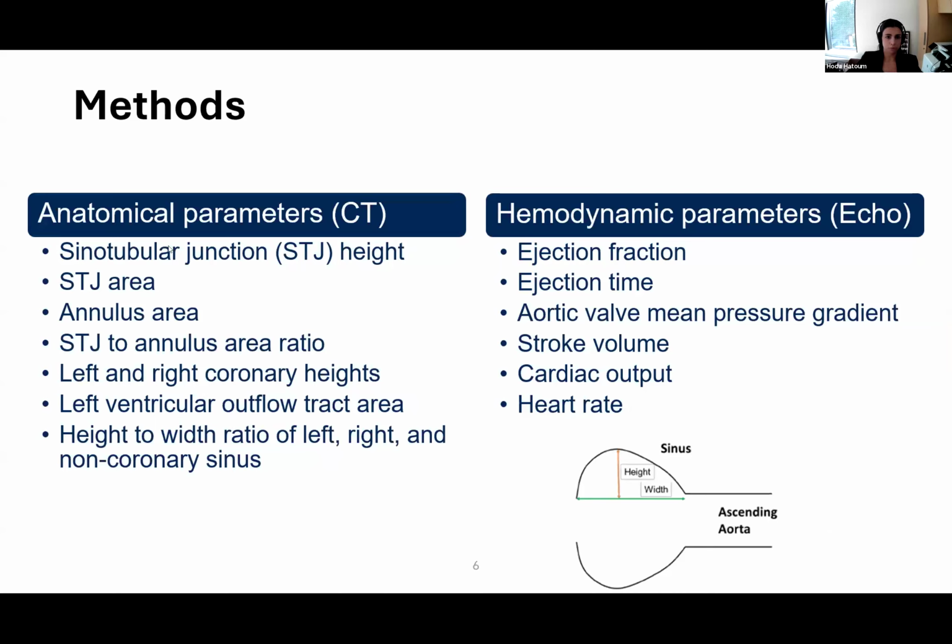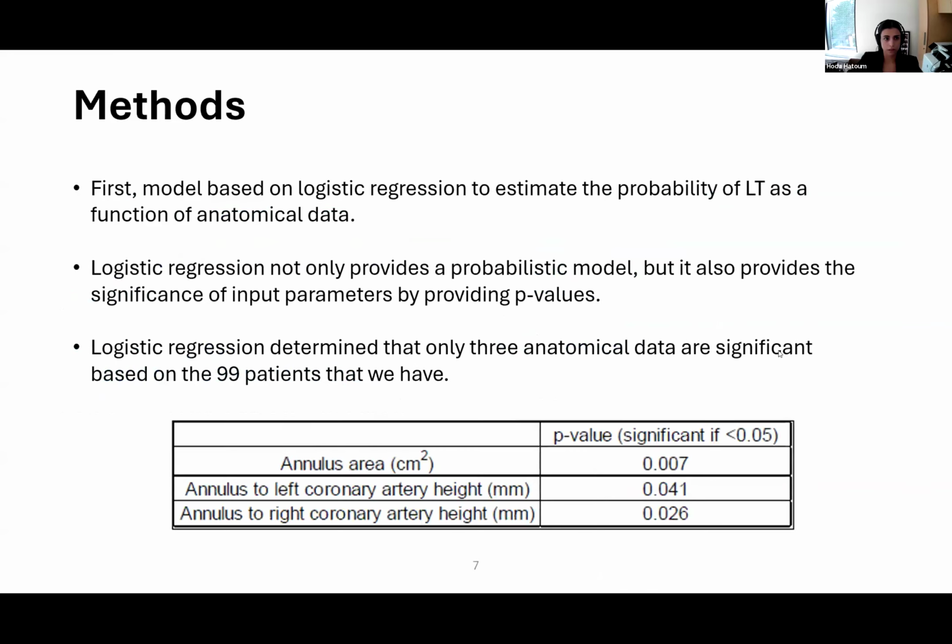Some of the anatomical parameters that we extracted from CT include the SCJ height, area, annulus area, the coronary heights, and the characteristics of the sinus, for example, the height and width. For the hemodynamic parameters, we extracted them from echo, as I mentioned, just routine echo. They include ejection time, ejection fraction, valve mean pressure gradient, among other factors as well.